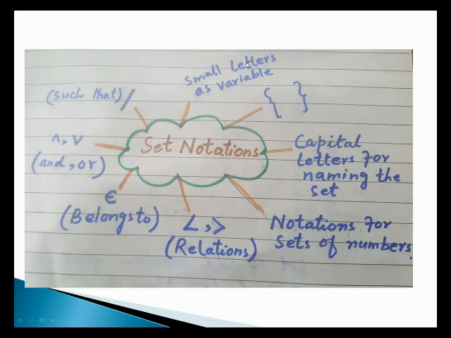Next is the small letters as variables. Then these braces are used for showing a set, so we read them as set of. Then capital letters are used for naming the set. This is very important, because if we want to name the set, we use a capital letter.